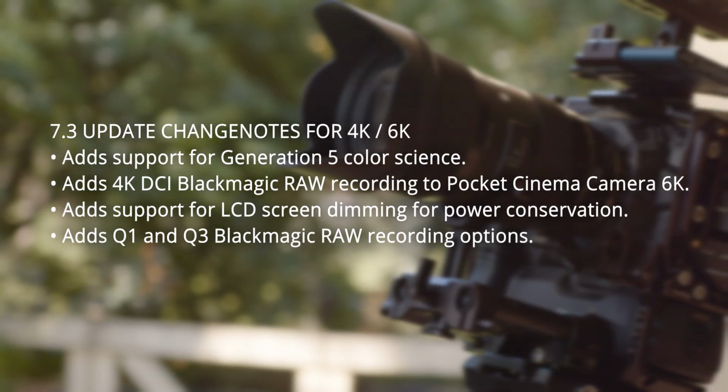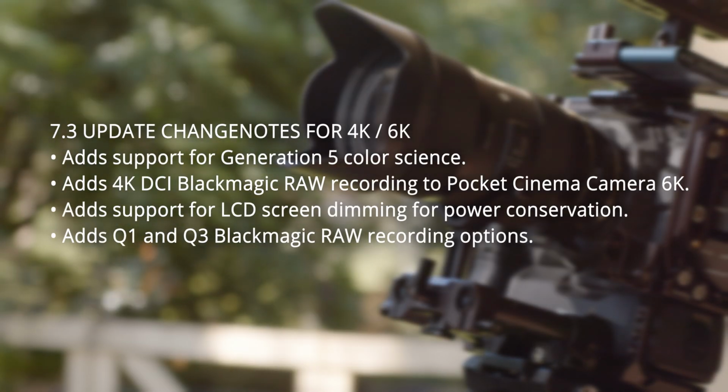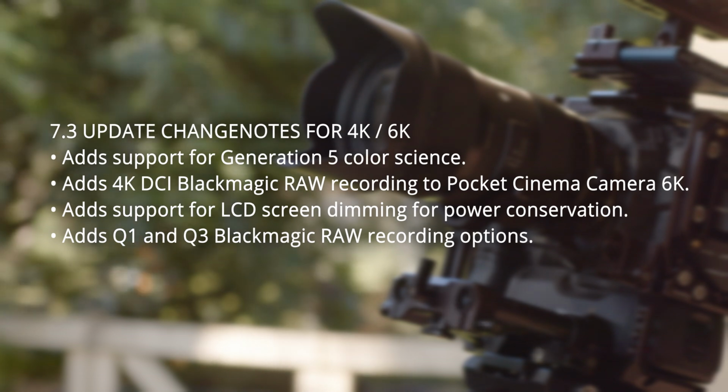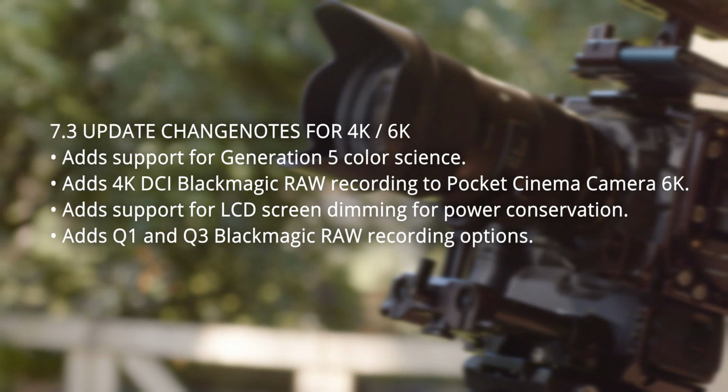The 6K model can now shoot 4K DCI B-RAW crop sensor, but both the 4K and 6K cameras can now shoot in Q1 and Q3 B-RAW as well.